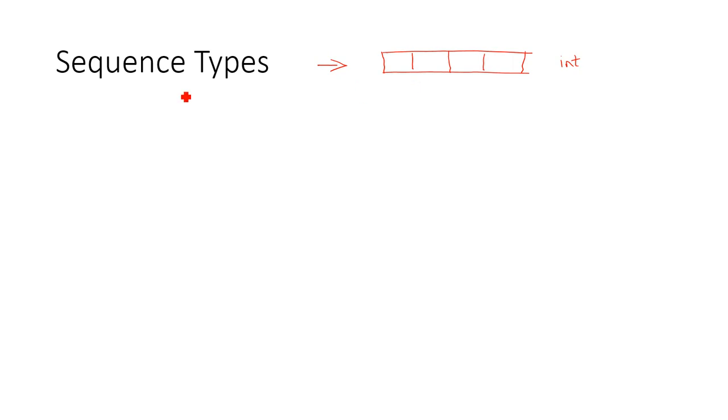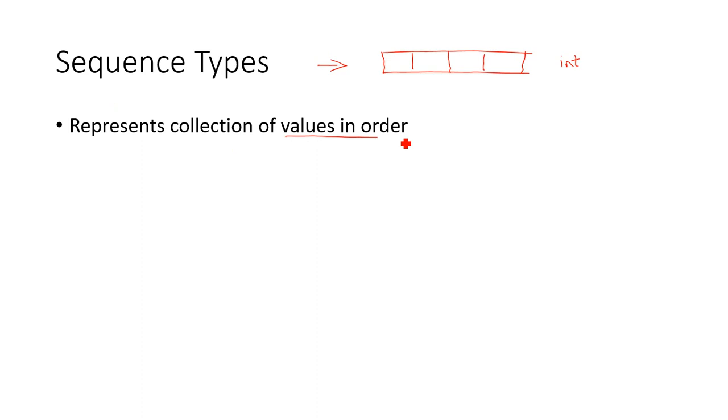Now, in Python, there are basically three types of sequences. Generally, a sequence represents a collection of values in order. This is very important here: a collection of values in order. Wherever you want to maintain some collection in a particular order, you can use sequences. Okay, what are the types of sequences?